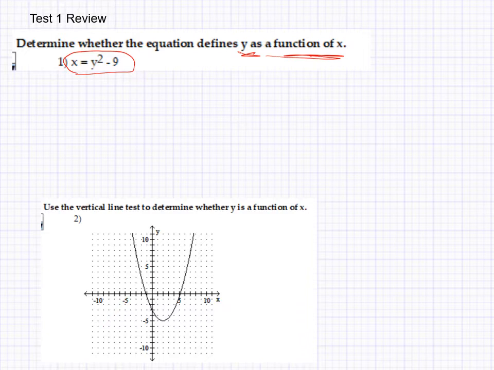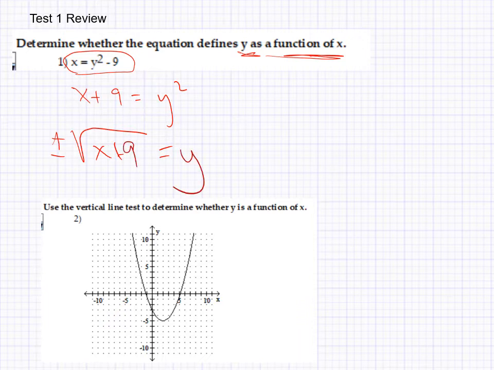And so if you solve for y, you would get x plus 9 equals y squared. And then to get rid of the squared, you take the square root. But whenever you take the square root, you need a plus and minus. So y equals plus and minus the square root of x plus 9.